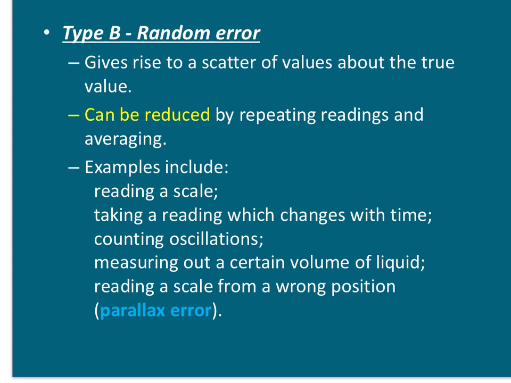Then reading a scale from the wrong position, and this type of error is called parallax error. It's a type of random error. In other words, instead of looking at the scale straight on, you might be looking at the scale at a slight angle.